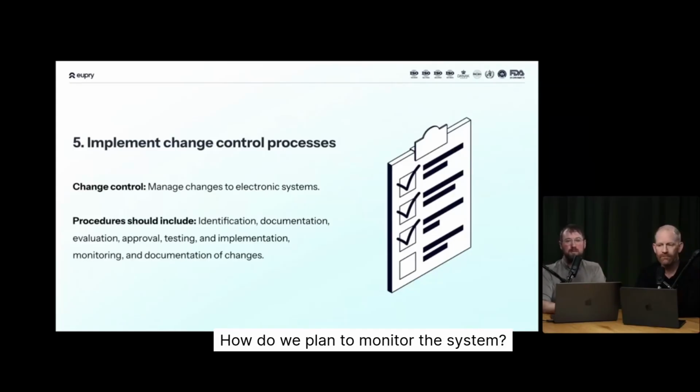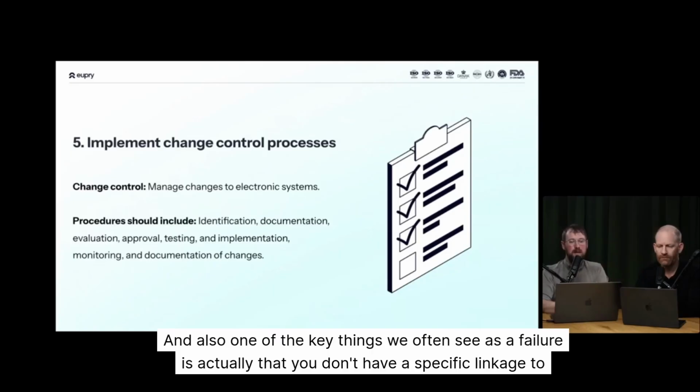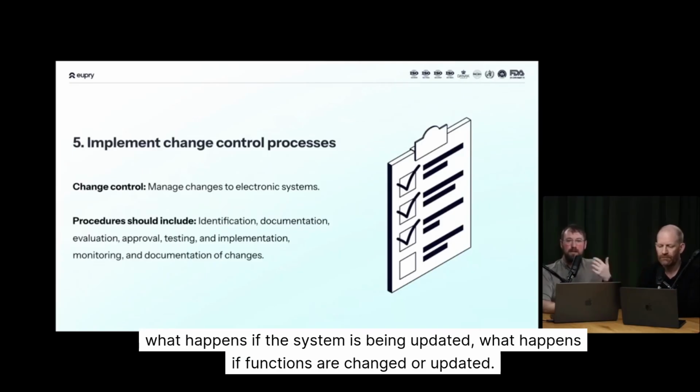How do we plan to monitor the system? At what frequencies? What is our expected? And also one of the key things we often see as a failure is actually that you don't have a specific linkage to what happens if the system is being updated, what happens if functions are changed or updated.